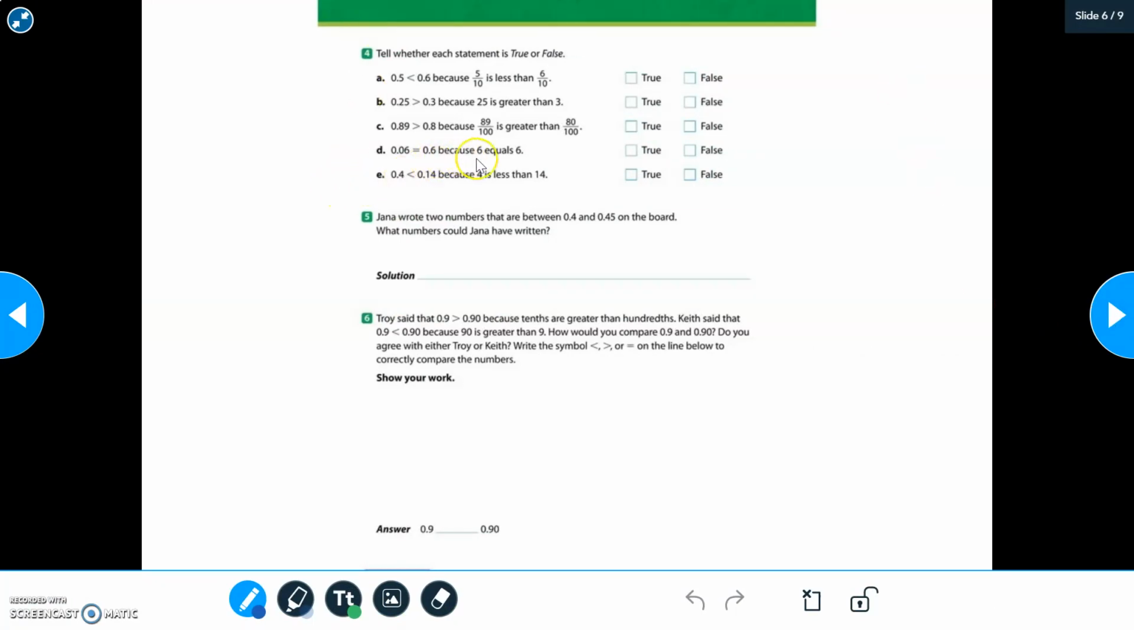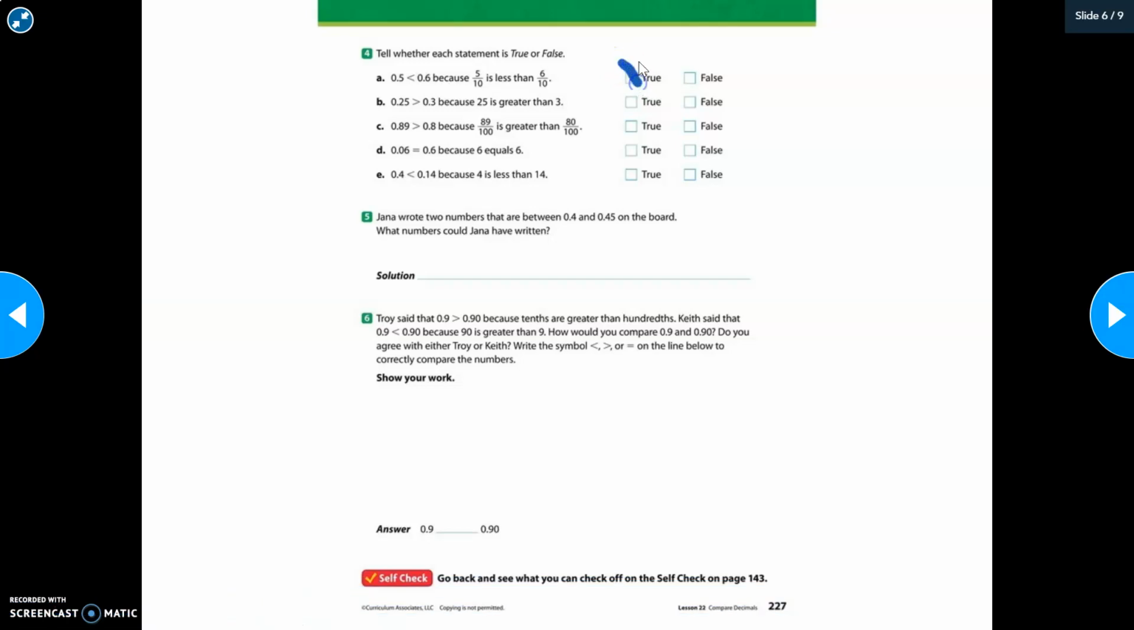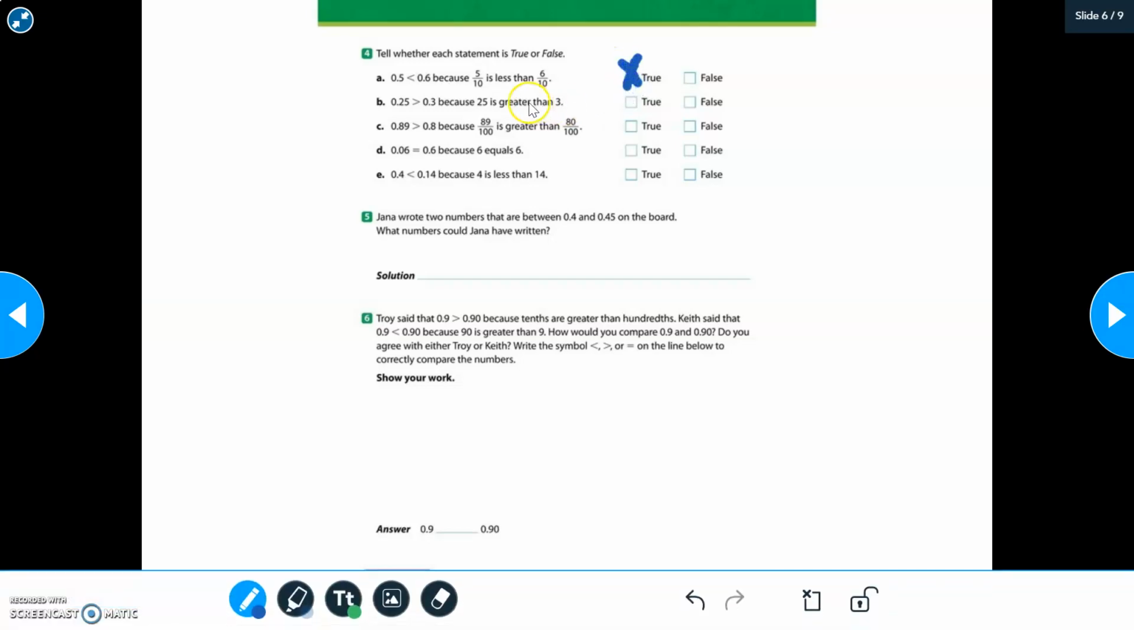All right, let's do a little activity together. We got to do some little true or false. It says, tell whether each statement is true or false. Let's look at A. 5/10 is less than 6/10 because 5/10 is less than 6/10. Okay, that makes sense to me because if you think about it, if you use a grid, you're only going to shade 5 of those rows and then 6. And we already know that 5 is less than 6. So guess what? This answer choice A is true. Let's go ahead and put an X in true in that box.